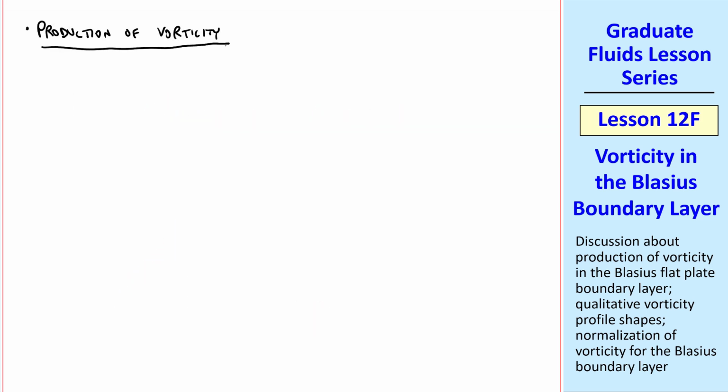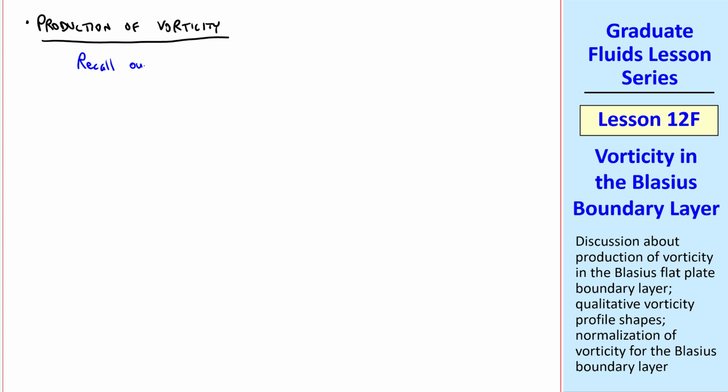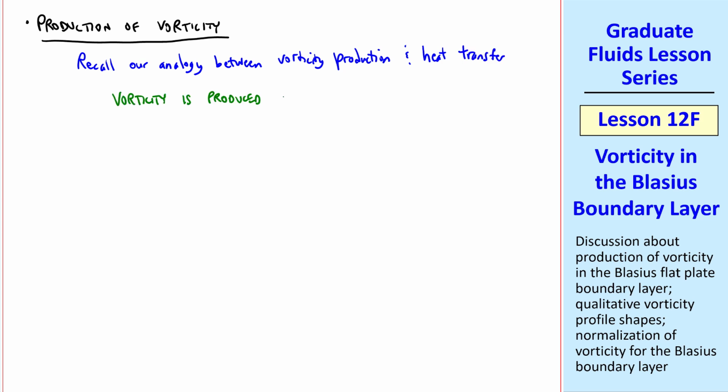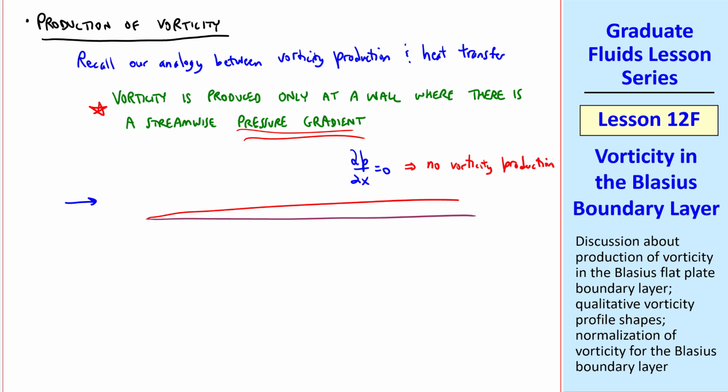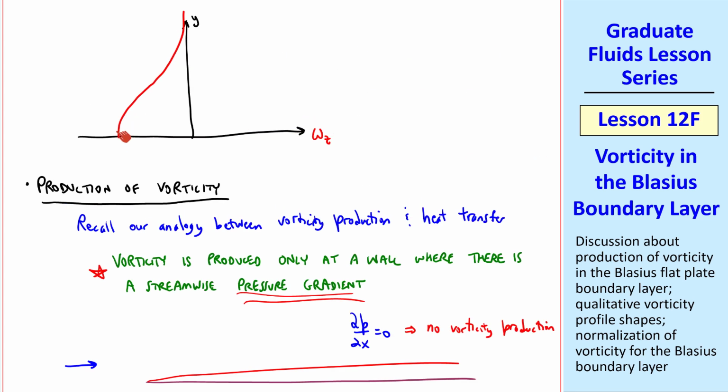What about production of vorticity? Recall from a previous lesson our analogy between vorticity production and heat transfer. Our conclusion is that vorticity is produced only at a wall where there is a streamwise pressure gradient. But we have a problem because for our flat plate, del p del x is 0 when we're analyzing this Blasius boundary layer. So we have no pressure gradient. That implies that there's no vorticity production. In terms of our vorticity profile, there's no vorticity gradient at the wall. In other words, this slope is initially 0.